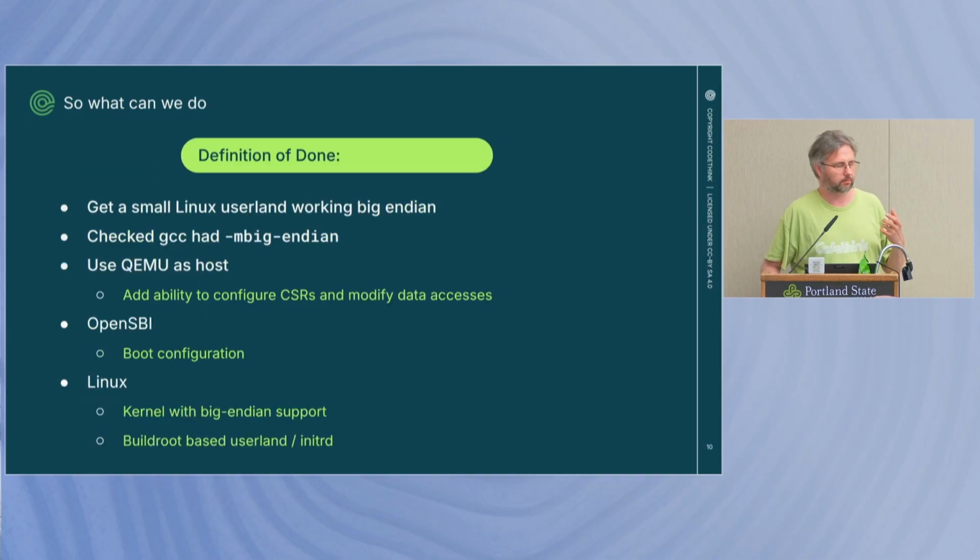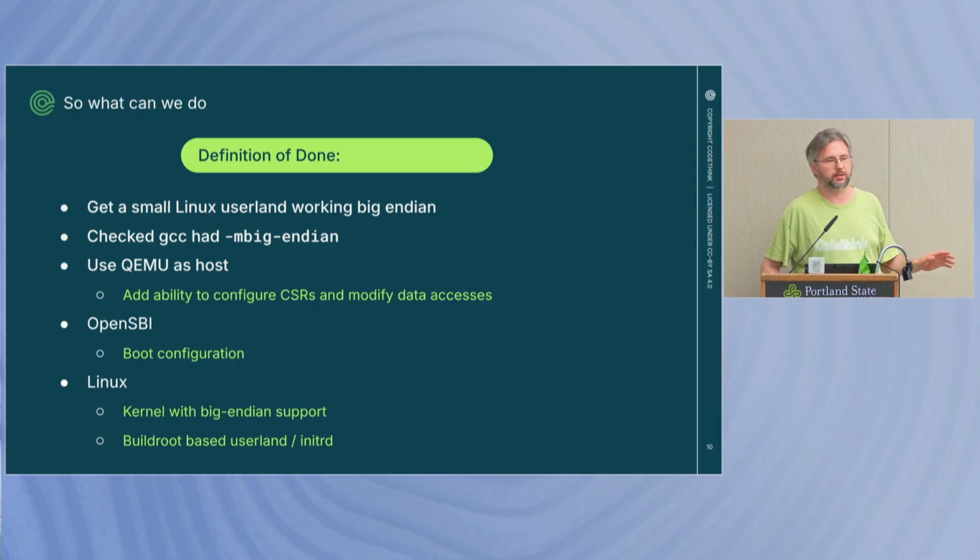So for our project, what we're going to do with our definition of done. We're not going to do everything for Linux, so we went for small Linux userland. Before we even started, we checked that GCC will build Big-endian RISC-V code, because we absolutely do not want the headache of dealing with GCC. Having talked to some other people, there is work to make this work for Clang as well. So Clang and LLVM will probably be getting Big-endian RISC-V support at some point soon.